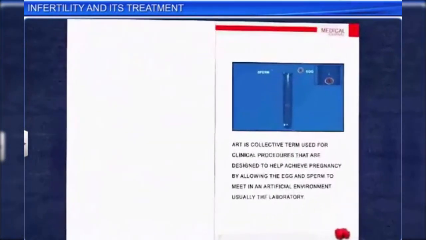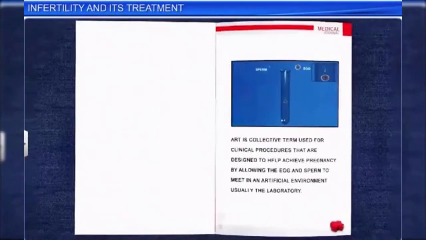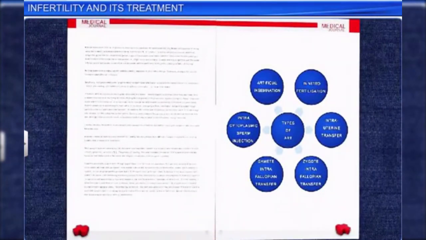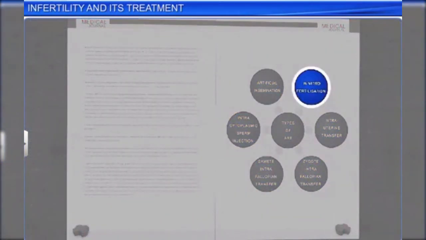ART is a collective term used for clinical procedures that are designed to help achieve pregnancy by allowing the egg and sperm to meet in an artificial environment, usually a laboratory. Today, there are several types of ART available for infertile couples, including in vitro fertilization, intrauterine transfer, zygote intrafallopian transfer, gamete intrafallopian transfer, intra-cytoplasmic sperm injection, and artificial insemination.